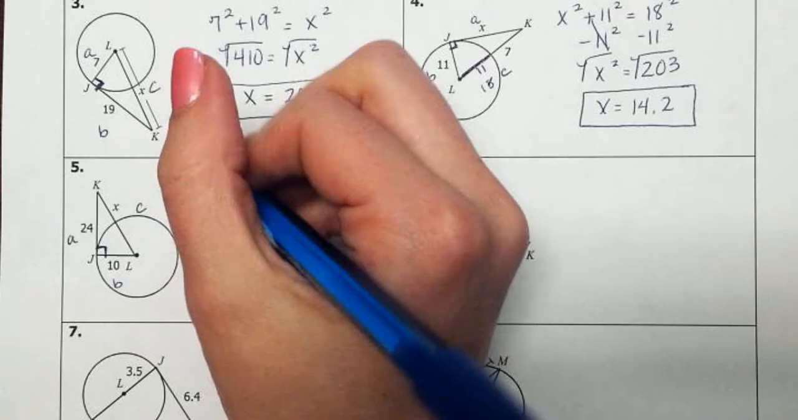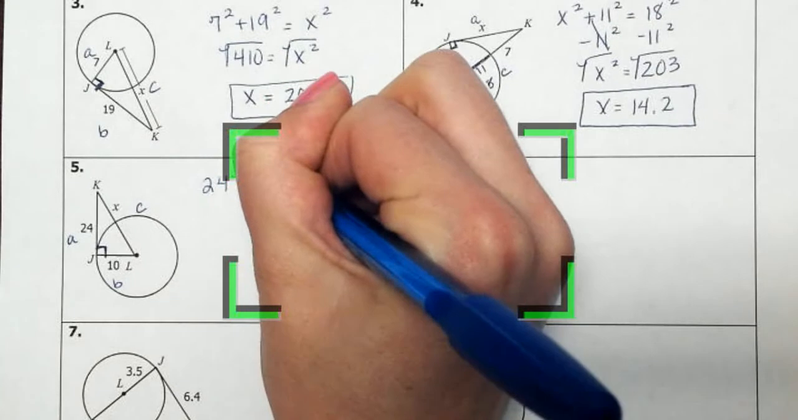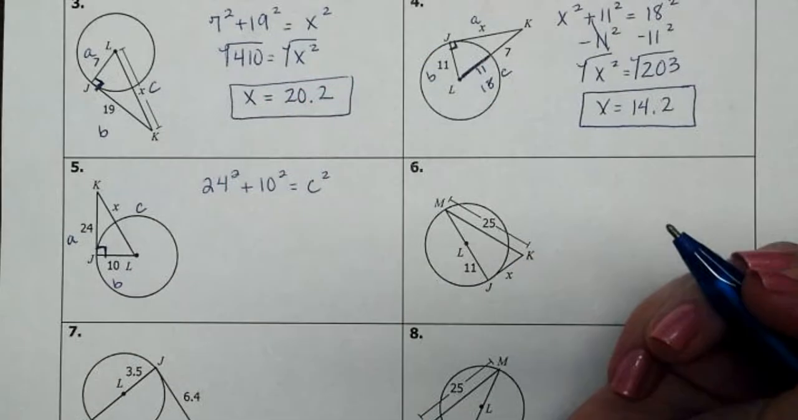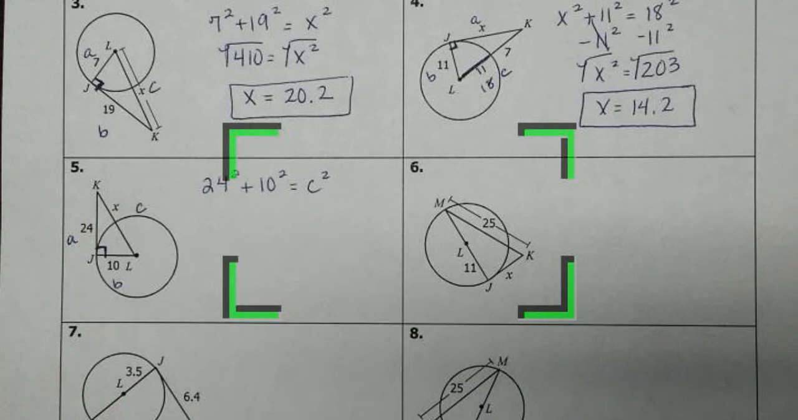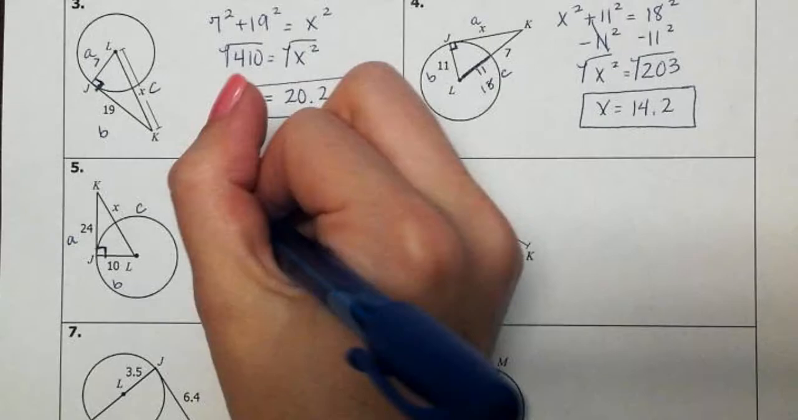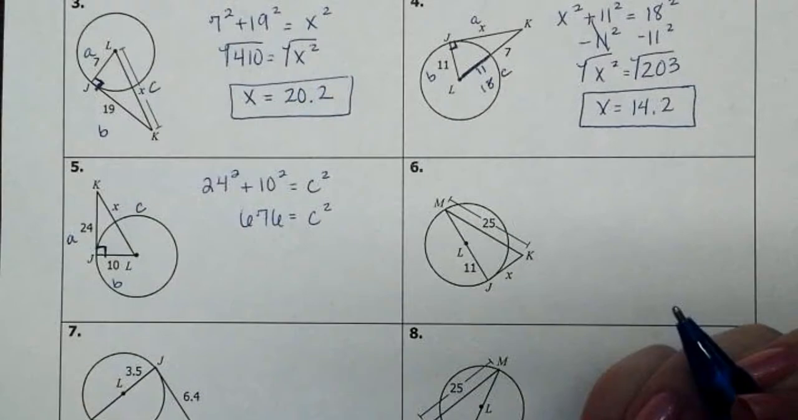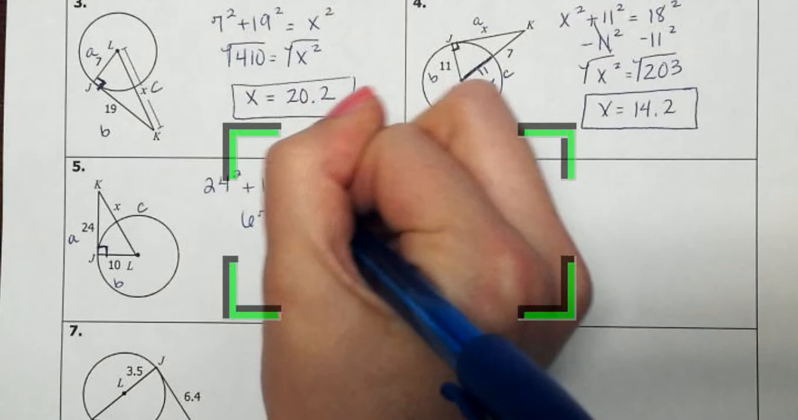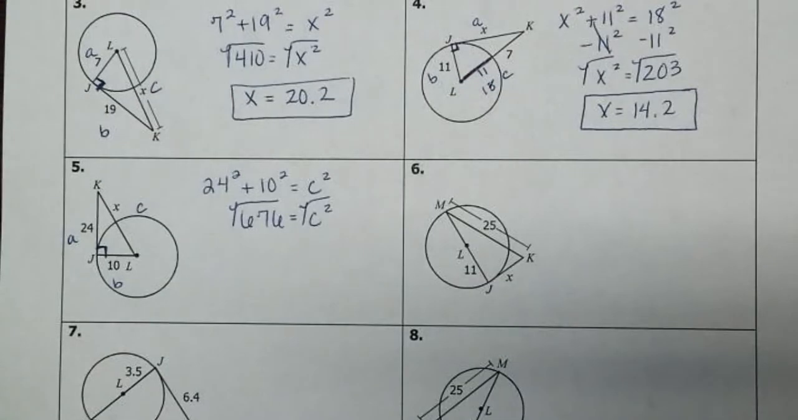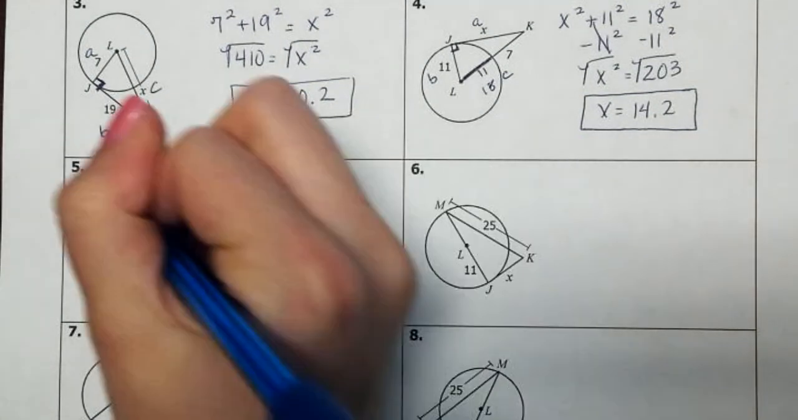So I'm going to take 24 squared plus 10 squared, and I'm just going to set it equal to C squared. I'm going to go ahead and solve for C. I'll solve for the whole thing and then I'll find out what just that part x is. So 24 squared plus 10 squared is going to give me 676. And that's C squared. So take the square root, and you get 26 as the whole thing here.